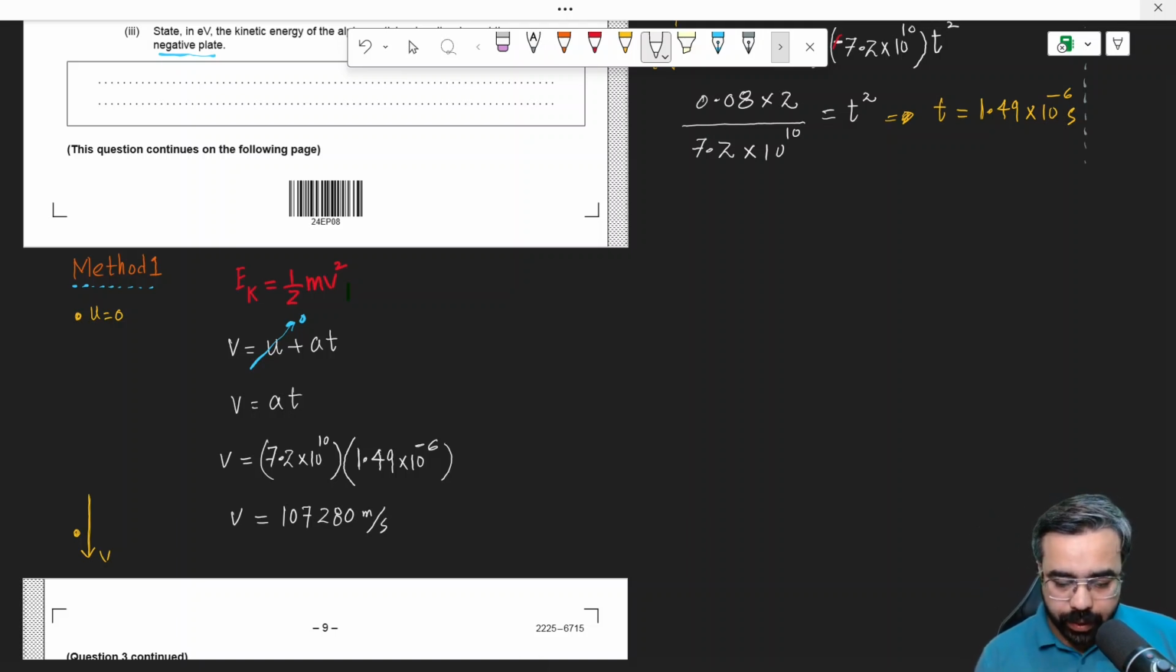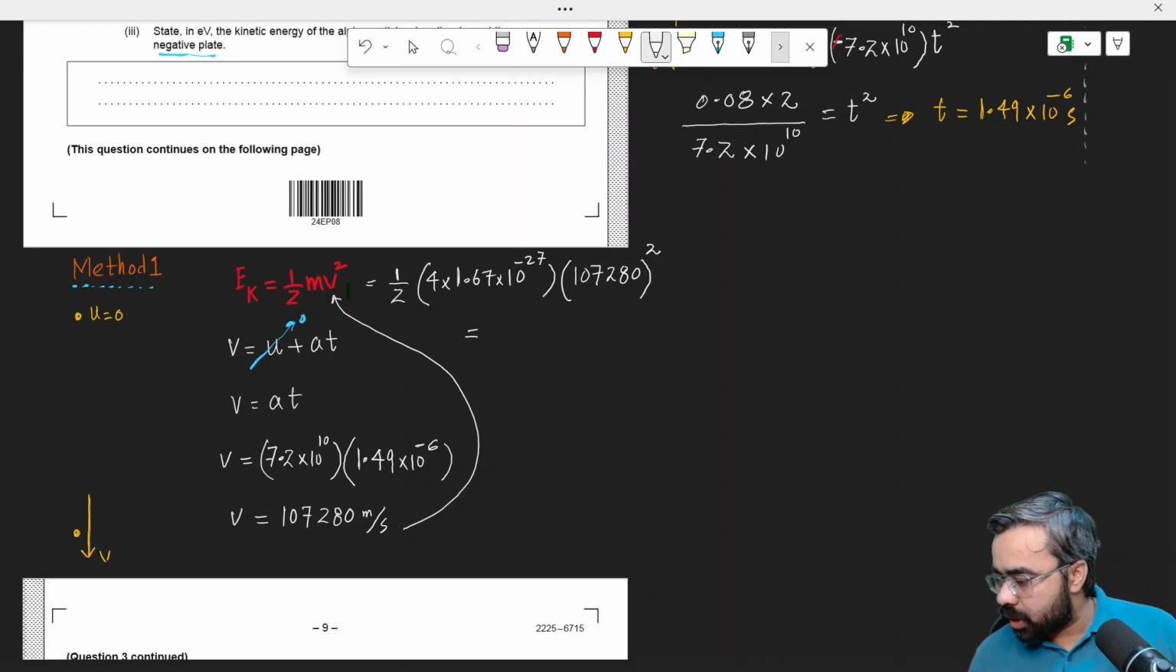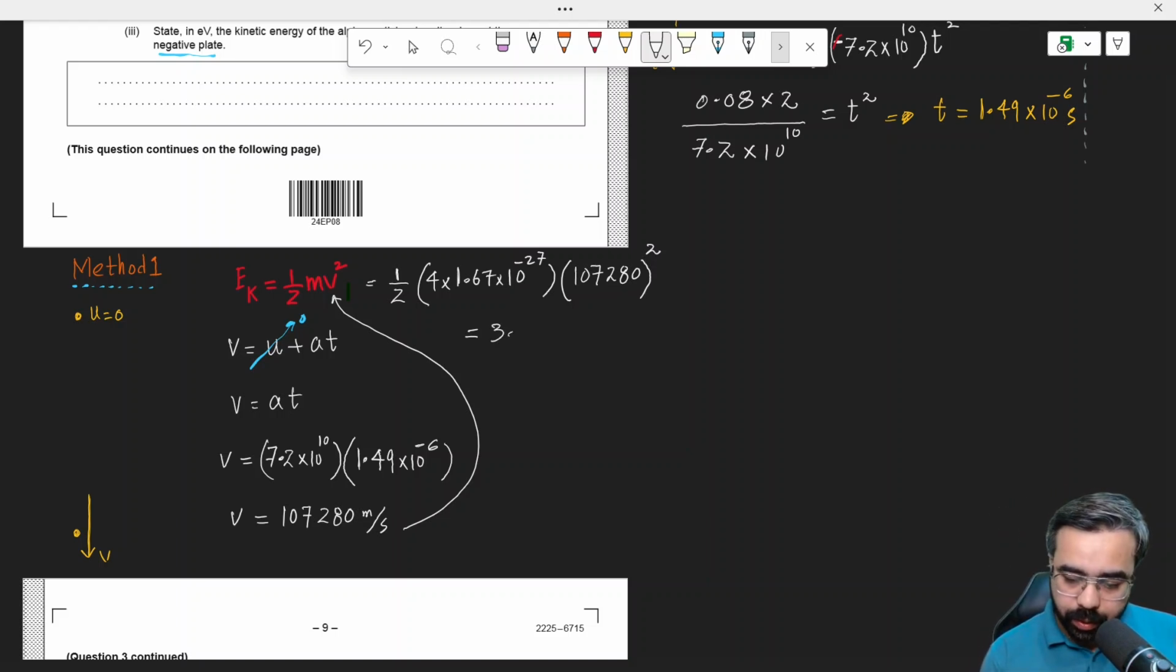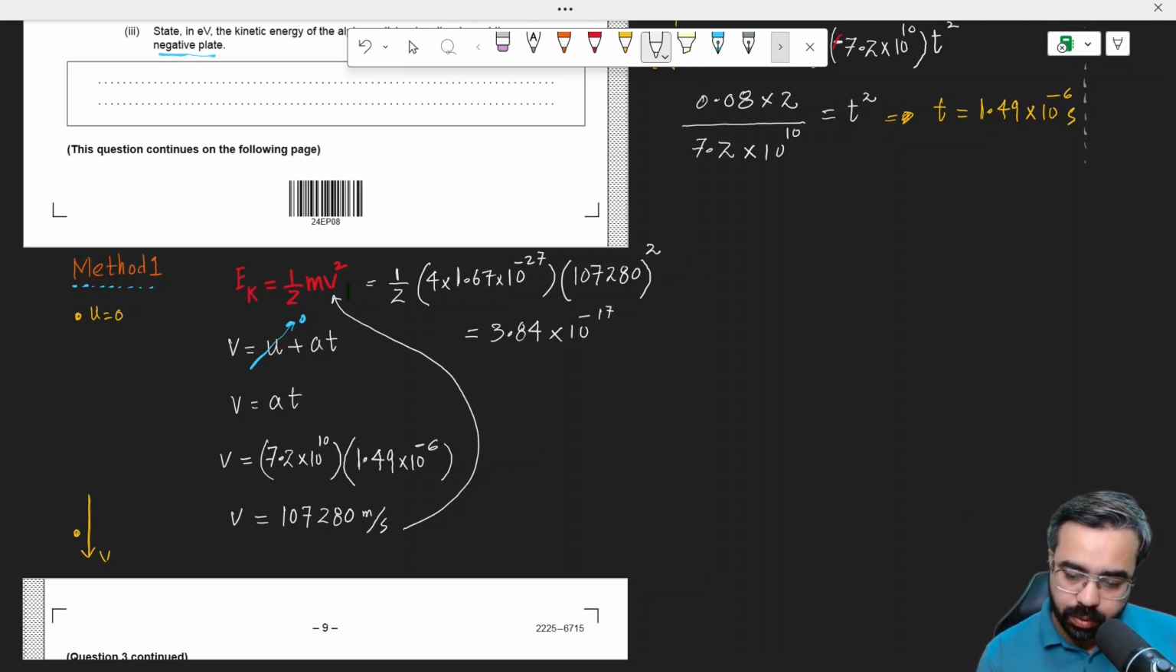Okay, so our next step is to plug the values in at this point. For this, it's just substituting the values. Here the mass of the alpha particle is 4 times 1.67 times 10 to the power negative 27. So students, the energy that we got in joules is 3.84 times 10 to the power negative 17 joules.